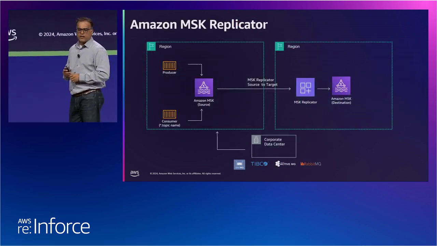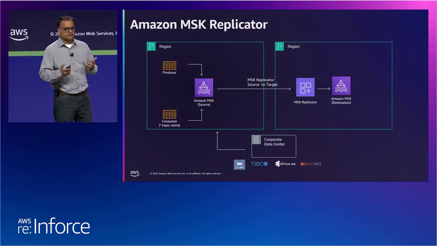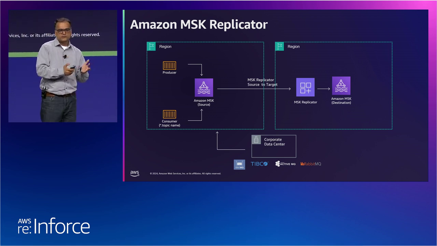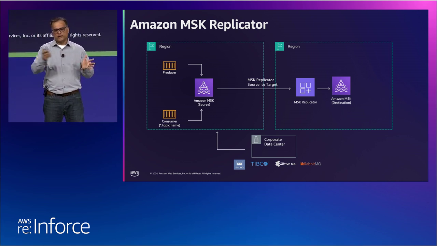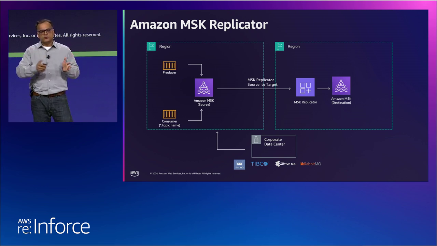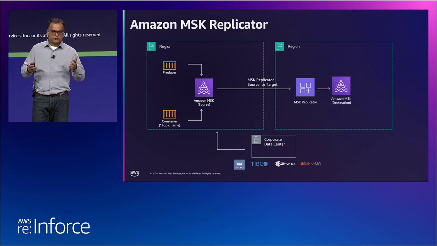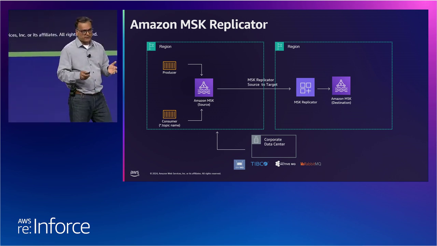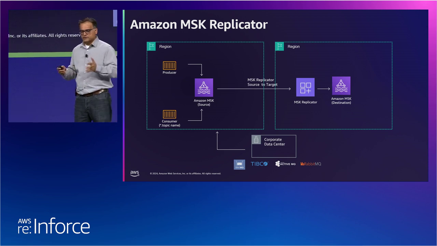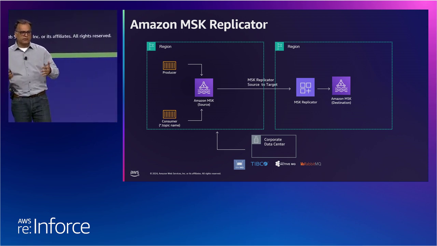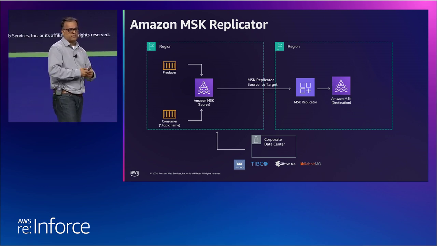Let's dive in. So MSK, again, came out with a capability called MSK Replicator, which gives you the capability to replicate traffic, your events from one region to another. The MSK Replicator supports active-active and active-passive deployment. In fact, MSK Replicator not just replicates traffic to another region, you can also use that to replicate in the same region too.